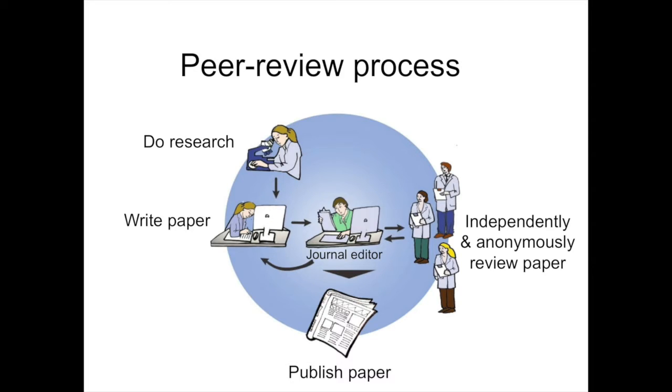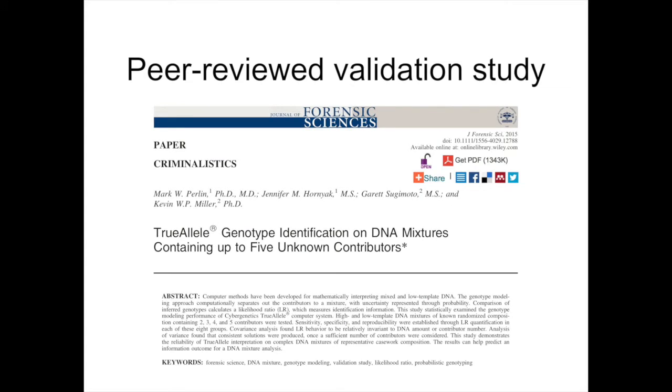And ultimately, when everybody's satisfied that the work is worthy of being published, the journal publishes the peer-reviewed paper. This is different than writing a report, or publishing it on the internet, or just having a report and submitting it in court. This is what the peer review process is: independent, anonymous review by other scientists. This is what a peer-reviewed study looks like to establish the reliability.